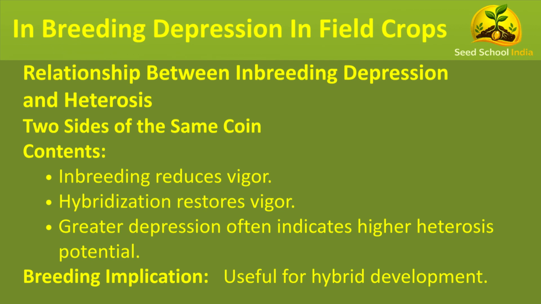Inbreeding depression and heterosis are closely related genetic phenomena. Inbreeding decreases heterozygosity and exposes harmful recessive alleles, reducing plant performance. Hybridization restores heterozygosity, masks these harmful alleles, and enhances vigor. Generally, crop populations showing greater inbreeding depression often exhibit higher levels of heterosis, making them excellent candidates for hybrid breeding.